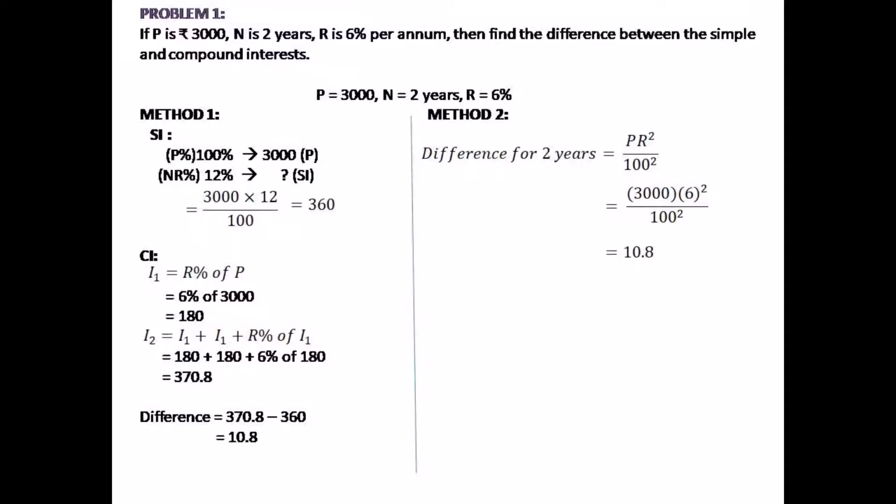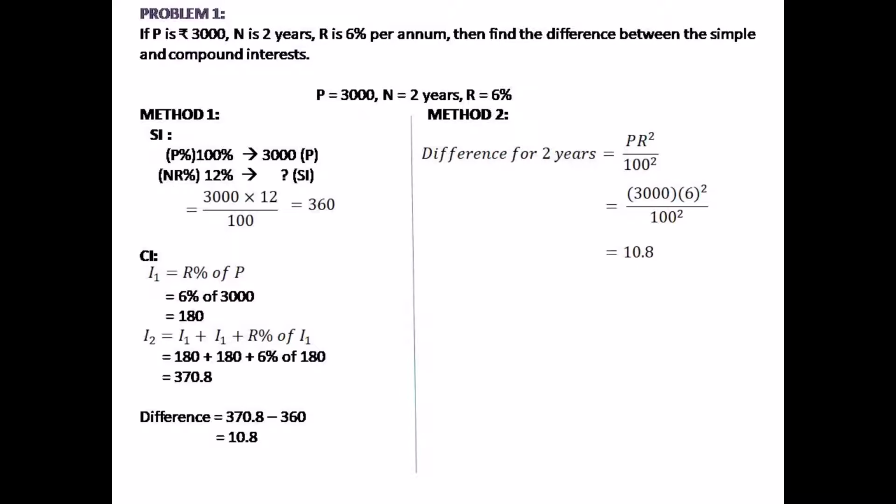I1 equals 6% of 3000, gives I1 as 180. I2 equals 180 plus 180 plus 6% of 180, gives I2 as 370.8. Difference is nothing but subtracting the interest. Subtracting 360 from 370.8 gives the difference as rupees 10.8.